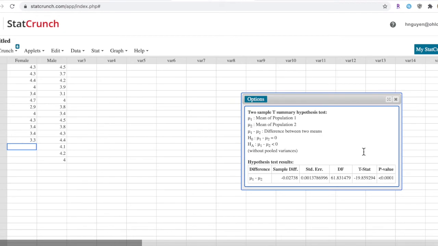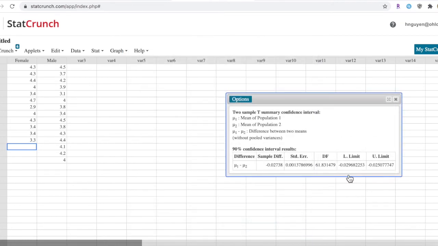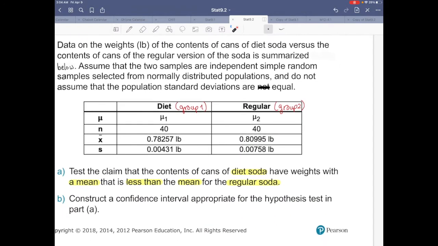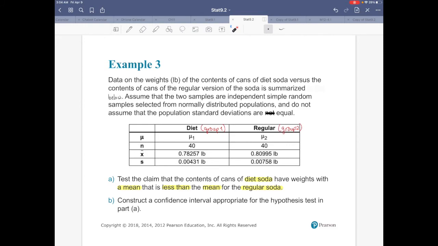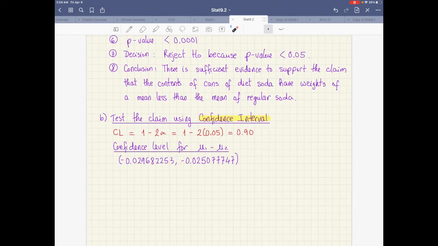To construct the confidence interval for the same problem, I'll just edit it and choose this one and change my level to 0.90. Compute. This is my lower limit and this is my upper limit. If there is an instruction on how to round these two numbers, please follow the instruction. In this problem, there was no instruction on how to round, but X bar has 5 decimal places. I will round my confidence limit to 5 decimal places.